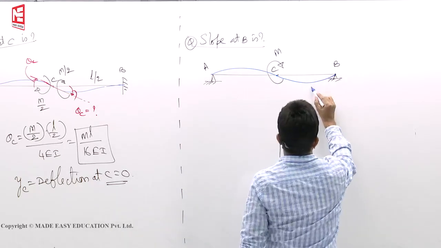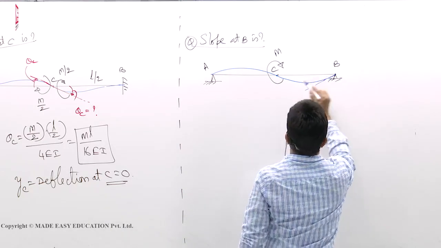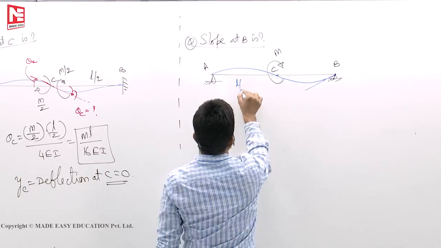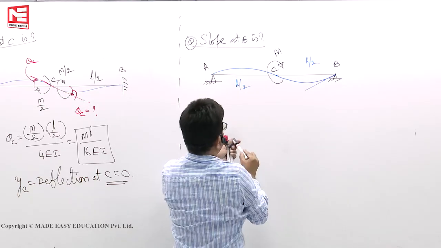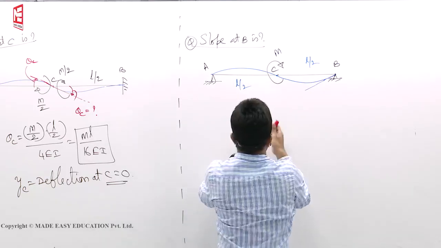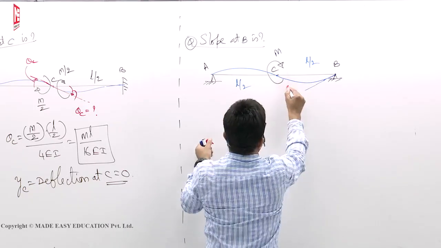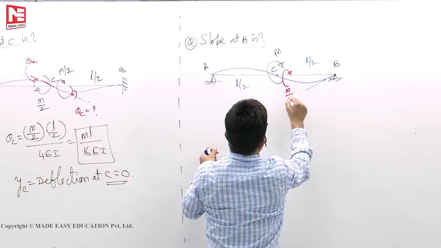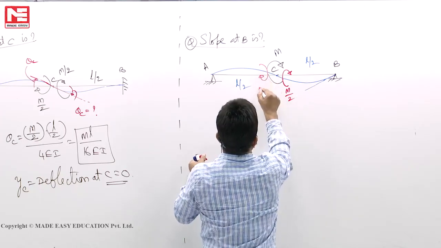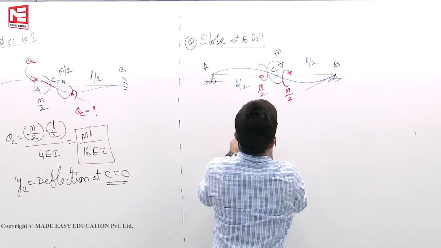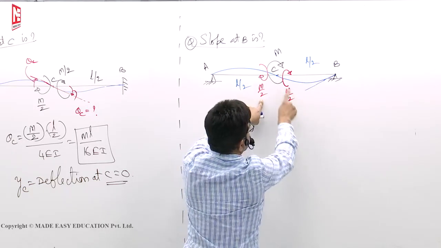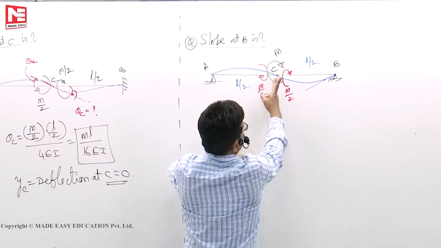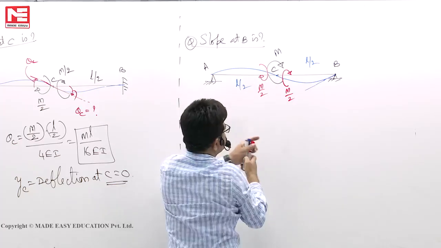Now, out of M, this length is L by 2, this length is L by 2. How much moment will it take out of M? This member will take M by 2. This will also take M by 2. So your M gets distributed, M by 2, M by 2. Here deflection is 0. Cut, throw this piece out.